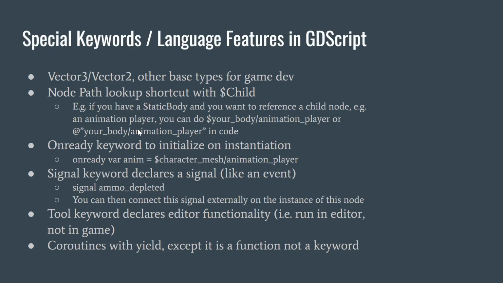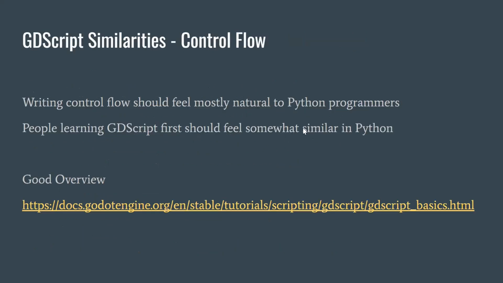So then if you're in a game and you're in another scene and you've got the instance, you can say, let me do something when this thing fires the event of ammo depleted, and go, do this or that, play a sound, whatever. There's also the tool keyword, which declares editor functionality I talk about, and they do have coroutines, except it's a function, not a keyword, so it's slightly different. I haven't really delved into that too much.